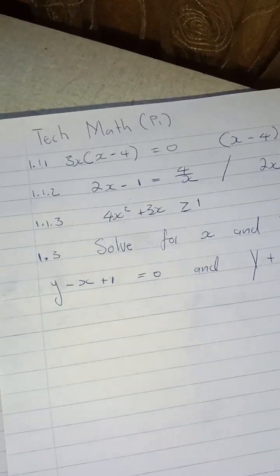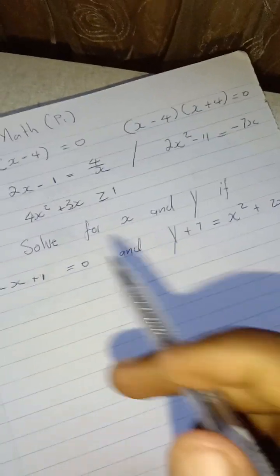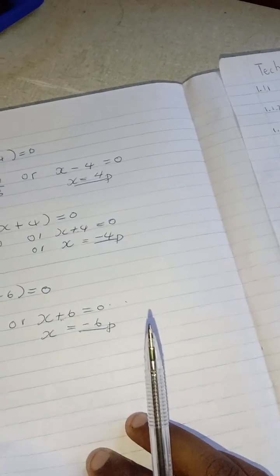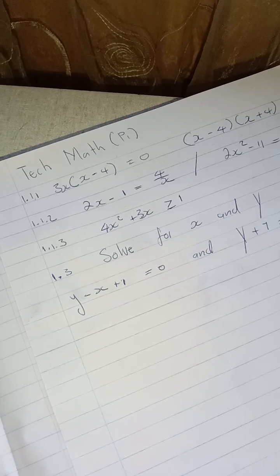So okay, let's get to 1.1.2. 1.1.2, it could come in this format or this format. So let's check. It is 2x minus 1 equals 4 over x. Okay, 2x minus 1 is equal to 4 over x.